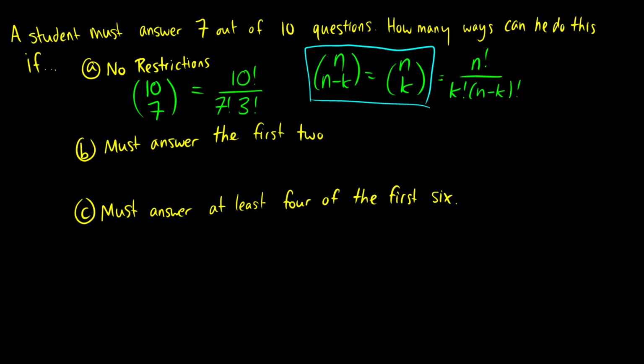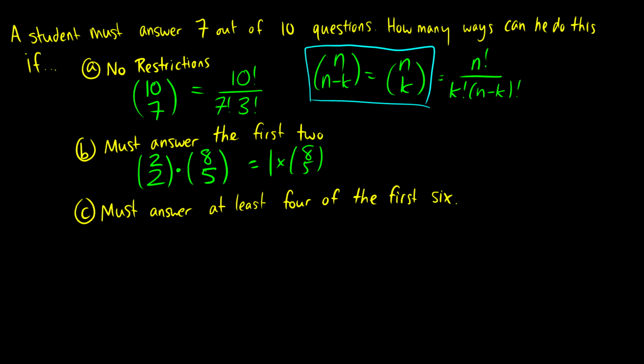Okay, so what about if the student must answer the first 2 questions? What this really means is that he's taking the first 2 and he's choosing both of those. And then he has the remaining 8 questions, and he has to answer 7 of them, but he's already answered 2, so he has to pick 5 of the remaining questions. So 2 choose 2 is the same thing as 1. So this is 1 times 8 choose 5. It's really just a question of how many ways can he answer 5 questions out of the last 8. So this would be 8 choose 5.